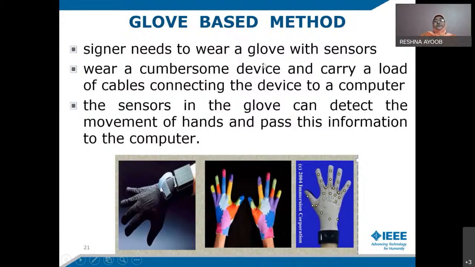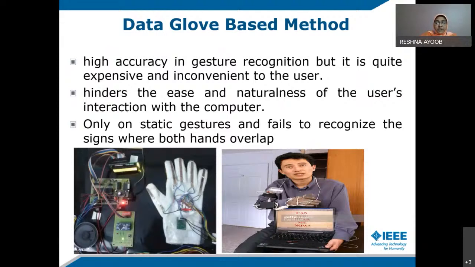In the glove-based method, the signer needs to wear a glove with sensors. Sometimes colored gloves are enough. In some cases, gloves with sensors are used. The sensors in the glove can detect the movement of the hands and pass this information to the computer. Usually, glove-based gestural interfaces require the user to wear a cumbersome device and carry a load of cables connecting the device to the computer. This hinders the ease and naturalness of the user's interaction with the computer. But this approach has high accuracy in gesture recognition, though it is quite expensive and inconvenient for the user.